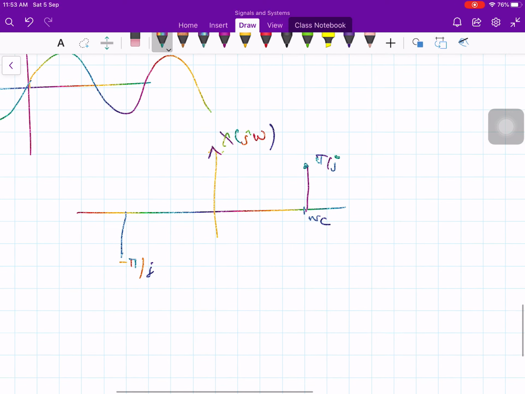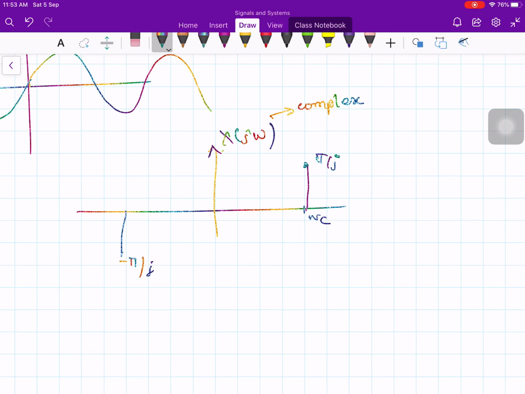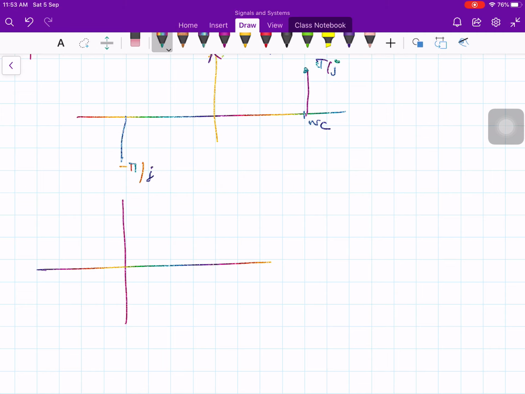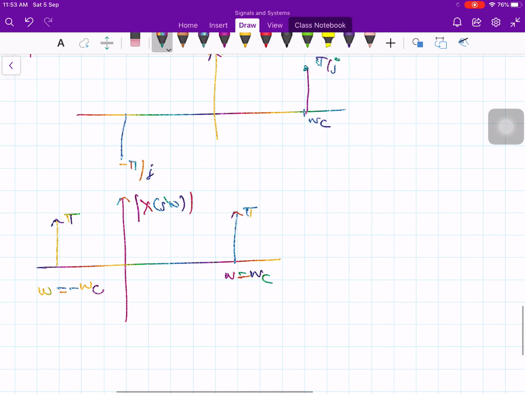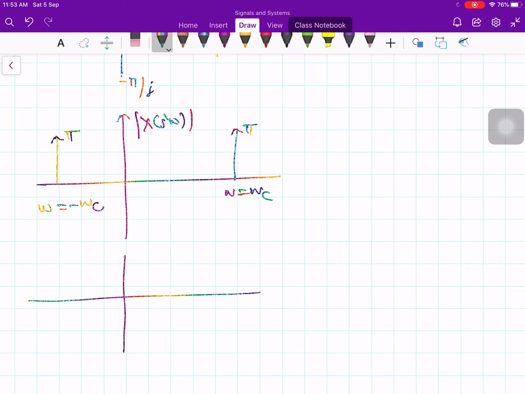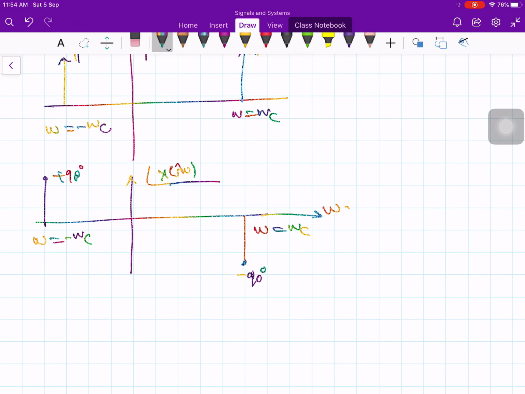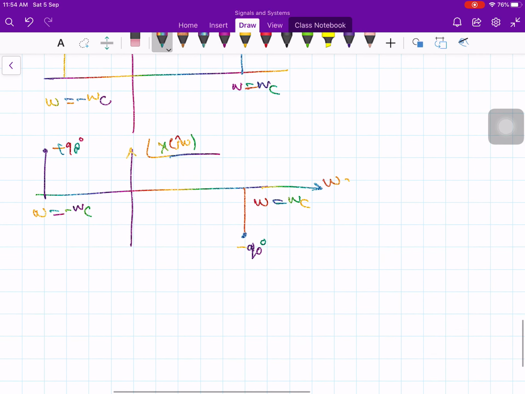Now this X of j omega is complex, so you can plot magnitude and phase. The magnitude will be pi at omega equals omega c, and here also it is pi at omega equals minus omega c. This is your magnitude plot. What about the phase plot? Here you have a phase angle of minus 90 degrees at omega equals omega c, and this one has a phase angle of plus 90 degrees at omega equals minus omega c. This is the phase angle of X of j omega versus omega. That's it, and this is called the phase spectrum.